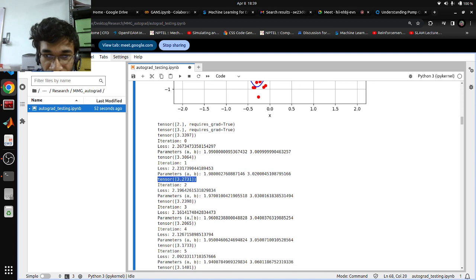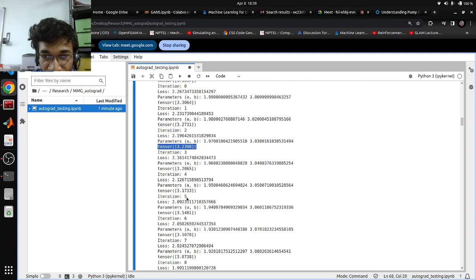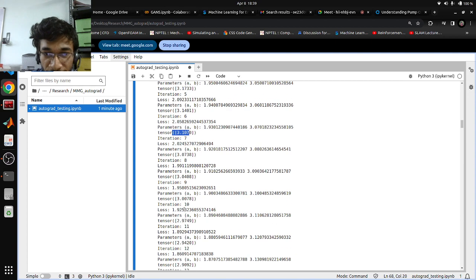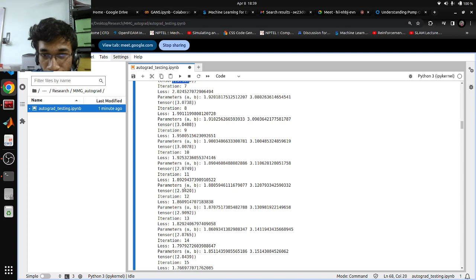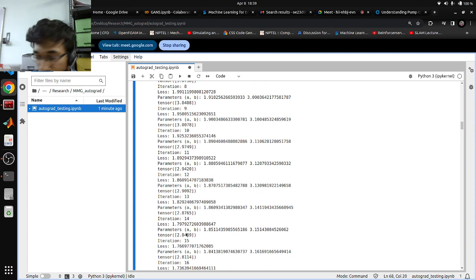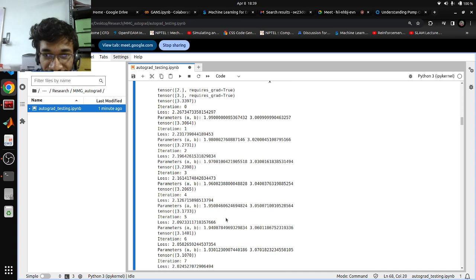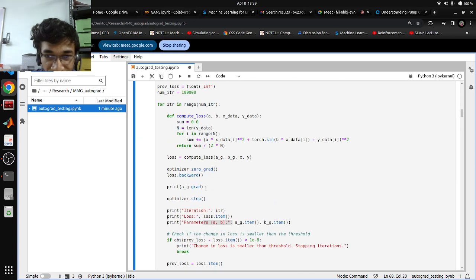And you will notice that the value of this tensor keeps reducing. Just keep noticing this. Are you seeing that? Yeah, so what this tensor really is, is this thing.